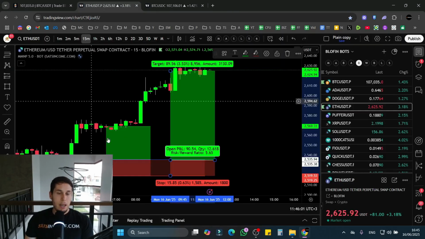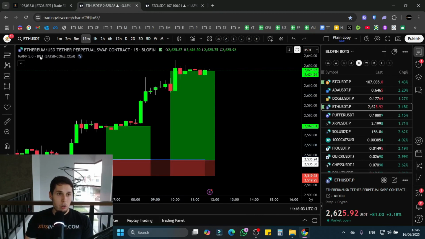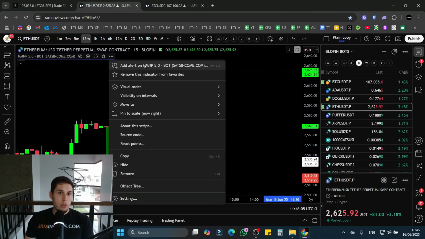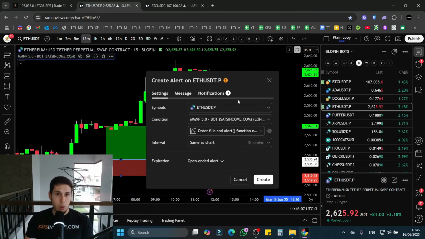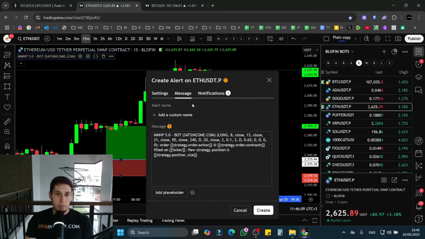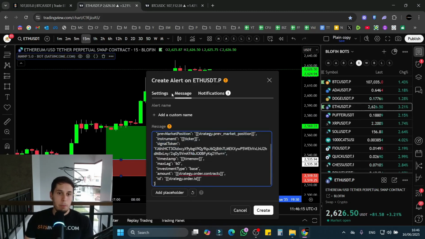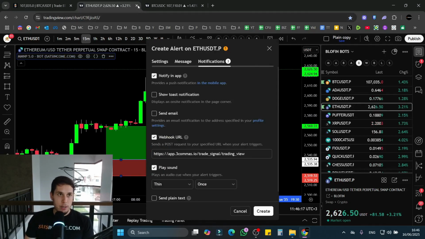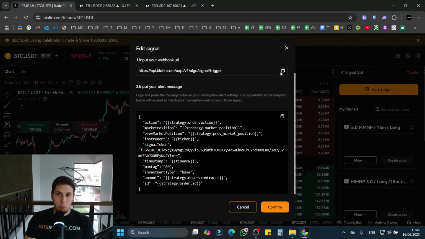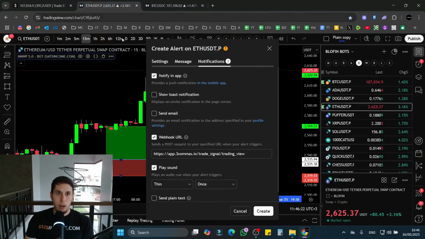So you copy this, you go to the indicator that you are using on TradingView, you place an alert on it, right? You open alert, you go to the alert message right here, paste this piece of code right here, then go back to notifications, go back to BloFin, copy the webhook URL, and paste it right here.